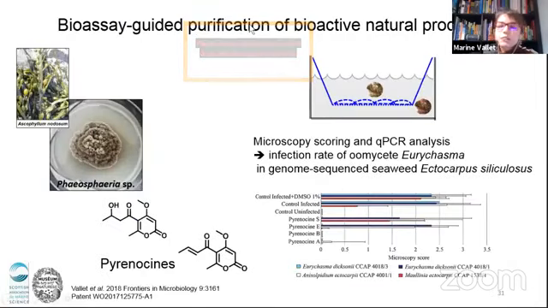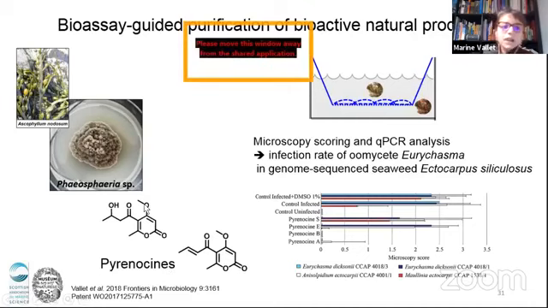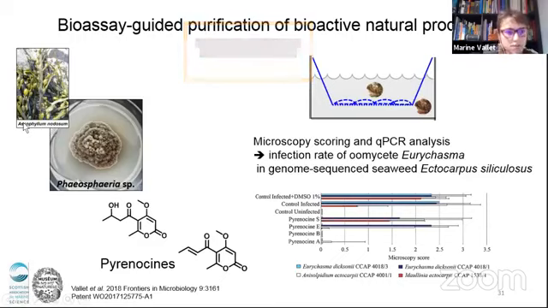And I can present you two examples of products that we have identified. One product was called pyrenosins. These are small polyketides. They are produced by this fungus. This is how it looks when it's growing on a petri dish with special agar, with all the nutrient medium that it needs for growing. And of course, this was coming from a seaweed, and I'm pretty sure you know this one. It's Ascophyllum nodosum.